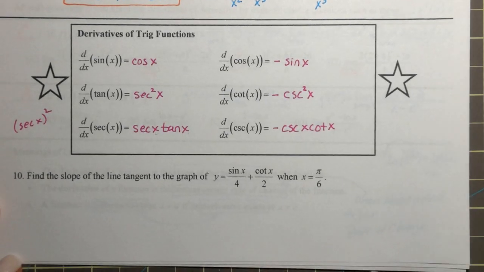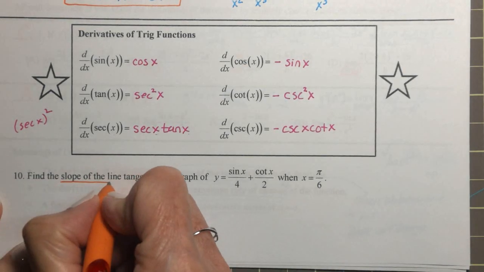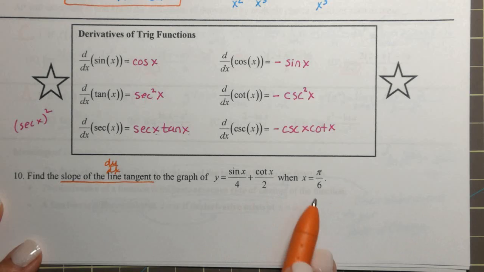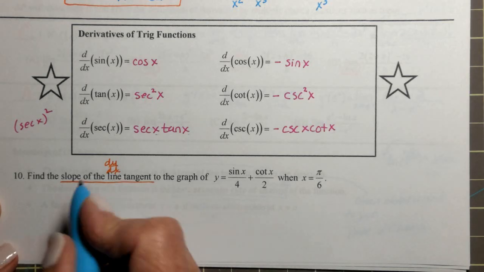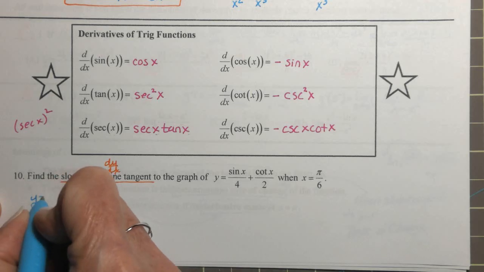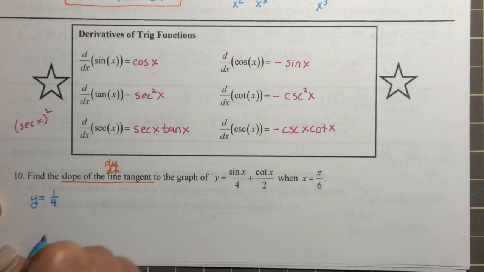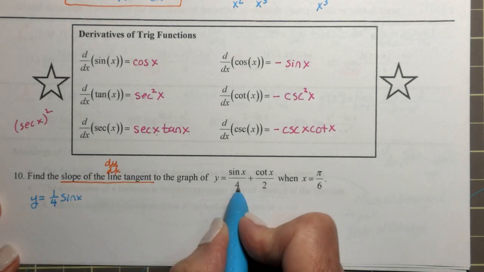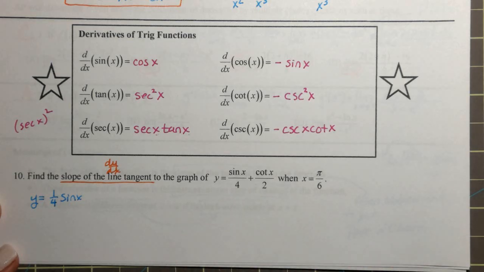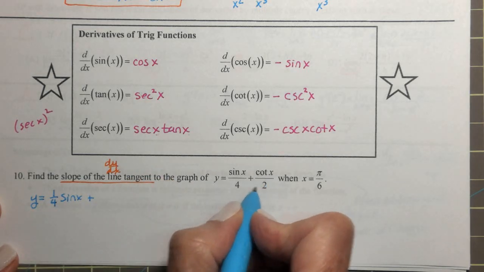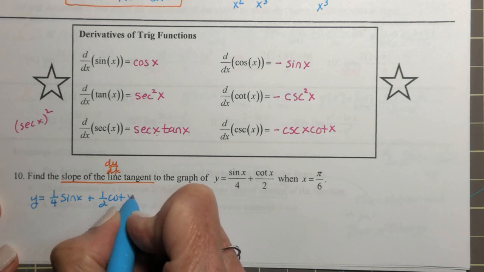Number 10, find the slope of the tangent line. That's the derivative of y here. Okay? When x is pi over 6. Alrighty. Well, the first thing I'm going to do is rewrite y slightly. I'm going to rewrite y as 1/4 sine of x. I'm just pulling that denominator out to the front. The denominator is just a number, so I'm pulling it to the front. If it was not a number, we would need to use the quotient rule, and that's coming up tomorrow. Cotangent x over 2 is 1/2 cotangent x.